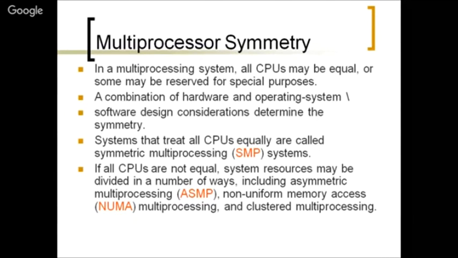So a system that treats all CPUs equally is named symmetric multiprocessing. Similarly, if all are equal, we call it symmetric. If they are not equal, then there are a number of ways in which we can divide the system, so it is called asymmetric multiprocessing. Similarly, non-uniform memory access, we'll see later on what these terms mean. Then we have clustered multiprocessing, right? These are all examples of asymmetric multiprocessing.